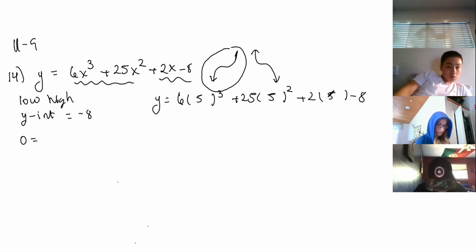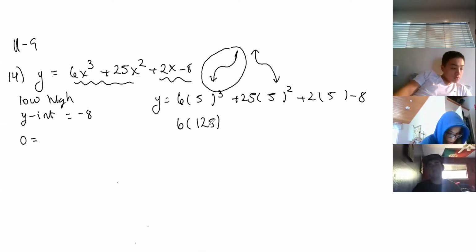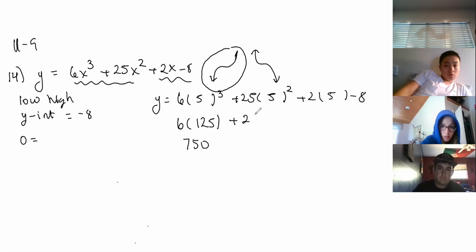All right, and if you guys have calculators, can you help me out? What's 5 to the 3rd? 125. And what's 125 times 6? 750. And 25 times 25? Wait a minute. X minus 625.